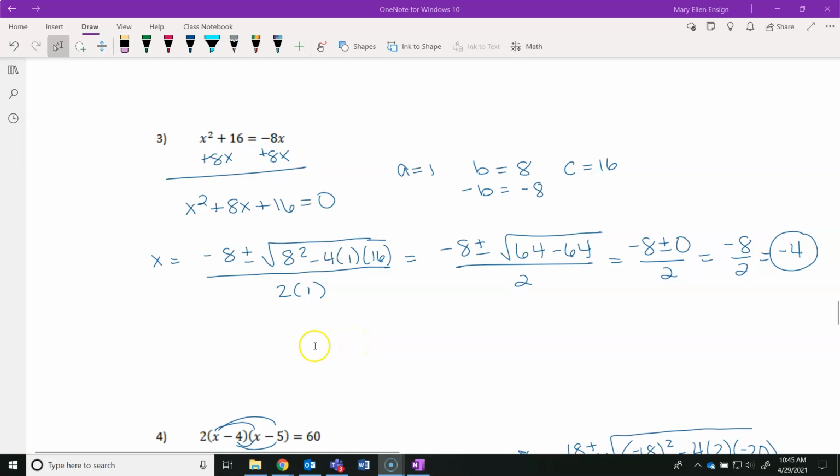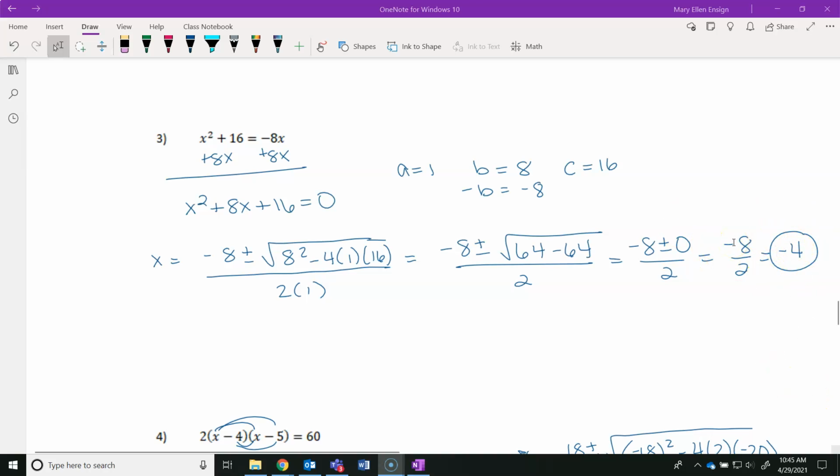All right, for number 3, move the 8x over, set it equal to 0, have my a, b, negative b, and c substituted in. Now in this case, I get 0 under my square root. The square root of 0 is 0. What that means is that negative 8 plus 0 or negative 8 minus 0 doesn't change anything, so I really only have one option. I only have one solution.